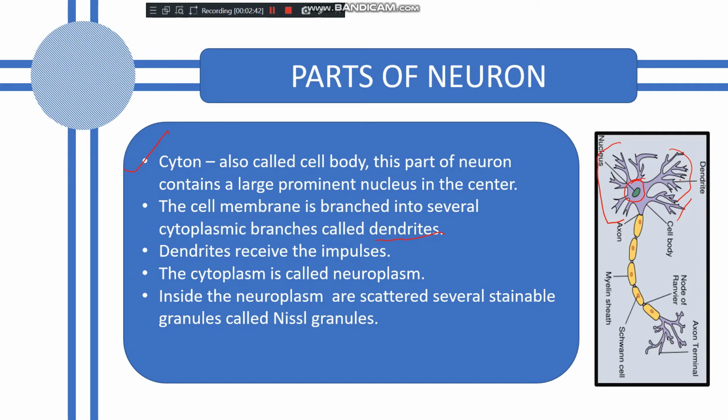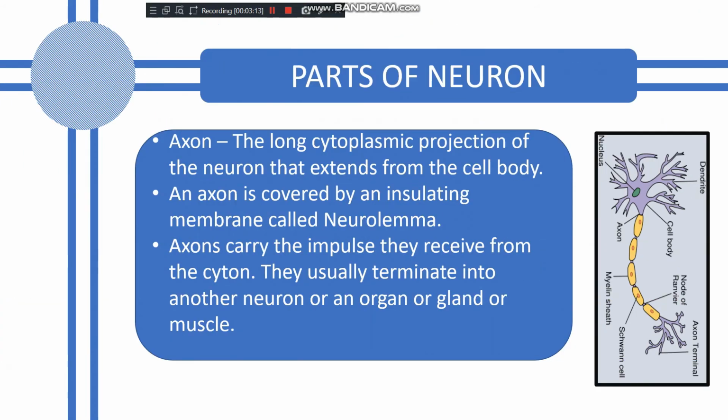These dendrites receive the impulses. The cytoplasm of the neuron is also known as neuroplasm. Inside this neuroplasm, several granules are scattered, and these granules are known as Nissl's granules. Clear? Now the next part of the neuron is the axon.